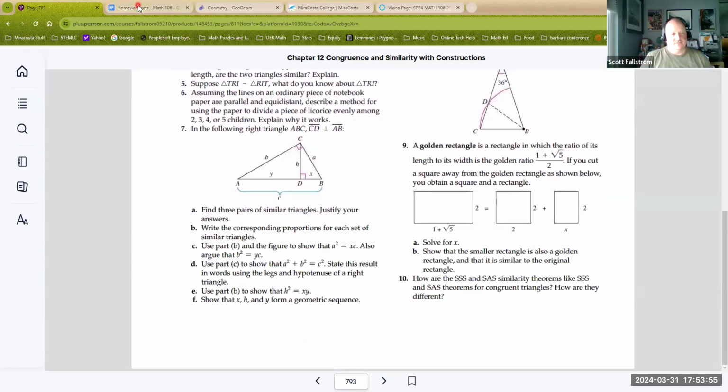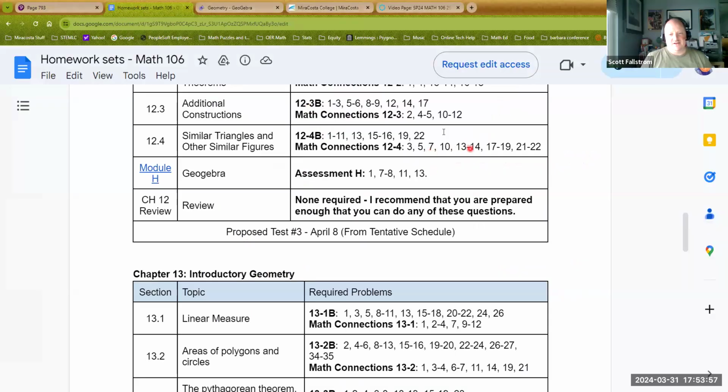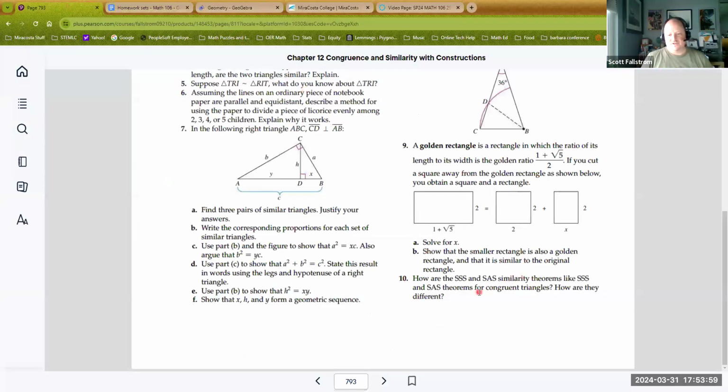Okay, let's see here. So 3, 5, 7, and then I said 10, 13, and 14. So 10: how are side-side-side and side-angle-side similarity like those for congruent triangles? How are they different? If you were a student taking this class and you saw side-side-side being used for similarity and for congruence, you might think they are the same. Now, how are these alike and how are they different?